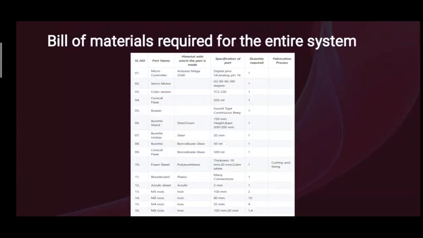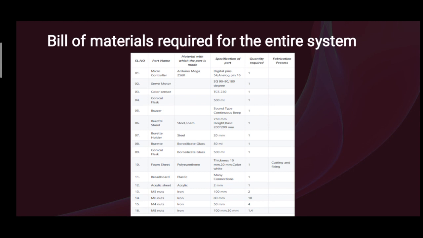Here we are coming with a bill of material required for the entire system. In that, first one is microcontroller and the servo motor and color sensor and conical flask and buzzer, burette stand, burette holder, burette, foam sheet, breadboard, acrylic sheet, and all the nuts like M5, M6, M4, and M8. And the microcontroller is Arduino Mega 2560, and we are using digital pin 54 and analog pin 16. And for servo motor we are using SG90 with the 180-degree rotation.